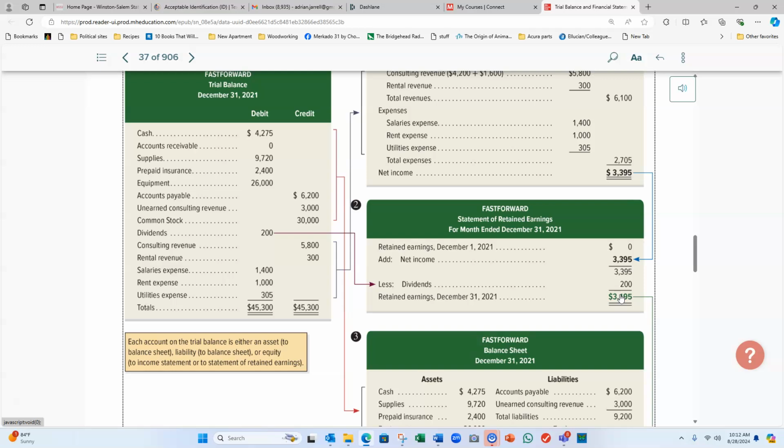Now we go to the statement of retained earnings. We start with our beginning retained earnings. In this case, the company started on December the 1st, so there was no retained earnings. Add our net income, subtract any dividends, and come up with our ending retained earnings.